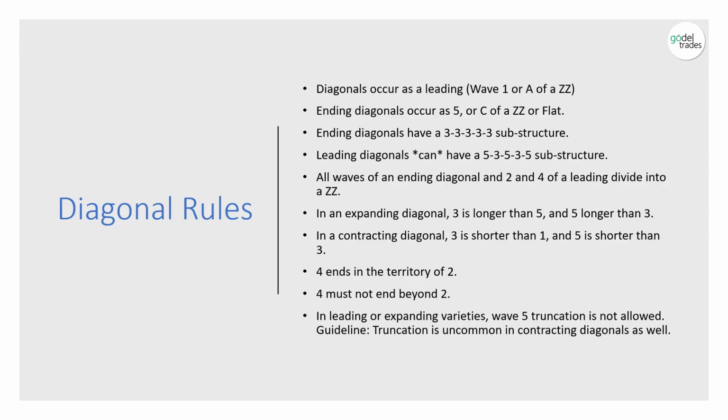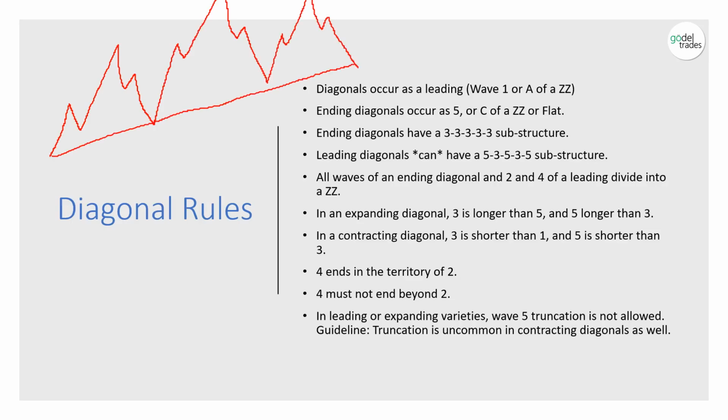Now, ending diagonals have a 3-3-3-3-3 substructure. Just as we mentioned with the impulse wave, which has the 5-3-5-3-5 substructure, what you're going to find in a diagonal are 3-wave subdivisions. Okay? 3-wave subdivisions. A leading diagonal can have a standard 5-3-5-3-5 substructure.